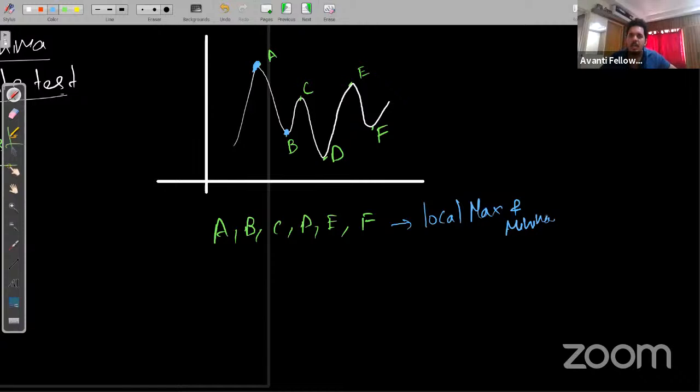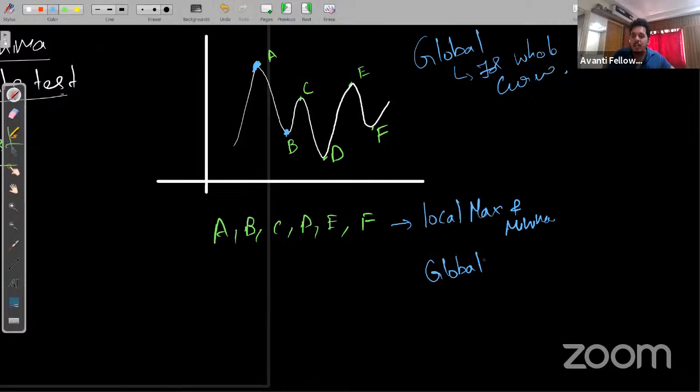Now tell me, at the same time I'll tell you the global maxima also. Can anyone tell me what is global maxima? Global means what? For the whole curve. Global means for the whole curve. Global maxima is what? And global minima is what? Which point? Come on, tell me.